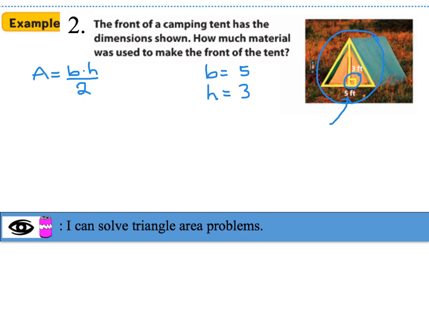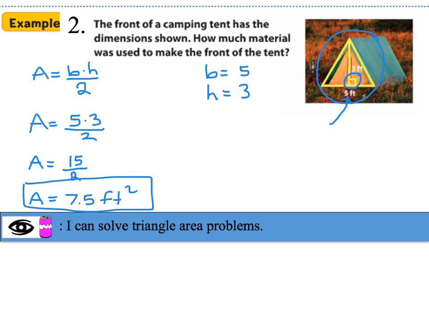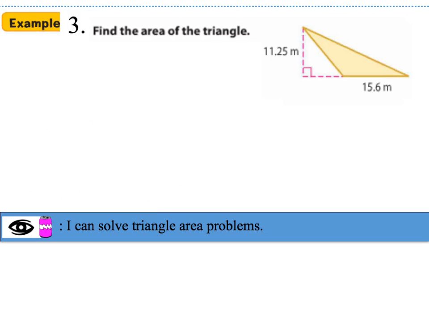So let's plug this into our formula. Area is equal to 5 times 3 divided by 2. Let's solve. On the top we have 15, and on the denominator we have 2. So the area is 15 divided by 2 is 7.5, or 7.5 feet squared. So if we were to use the other formula, area equals 1/2 times base times height, we would get the same exact answer. For example 3, it says find the area of the triangle.